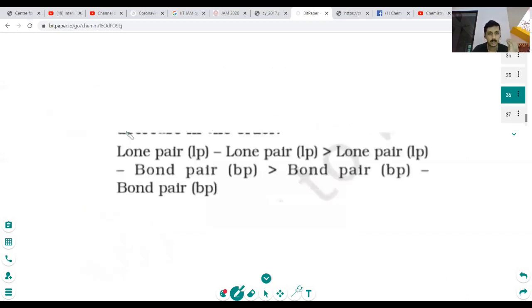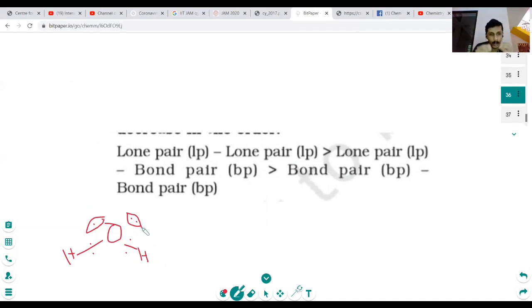And how will the interaction be? The interaction can happen between lone pair and lone pair. For example, you have oxygen. I'll take a classical example of water. If I have an oxygen lone pair on the oxygen and a bond pair between oxygen and hydrogen, the interaction between these lone pairs will always be higher because it is intuitive.